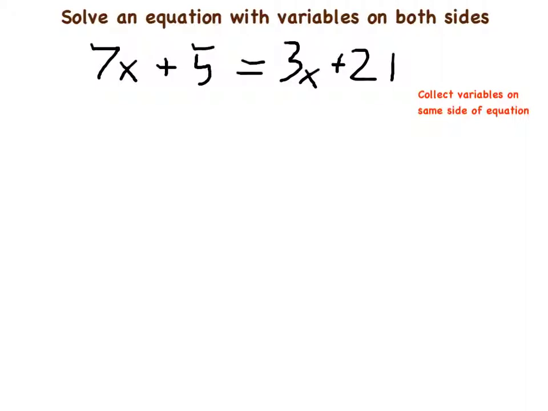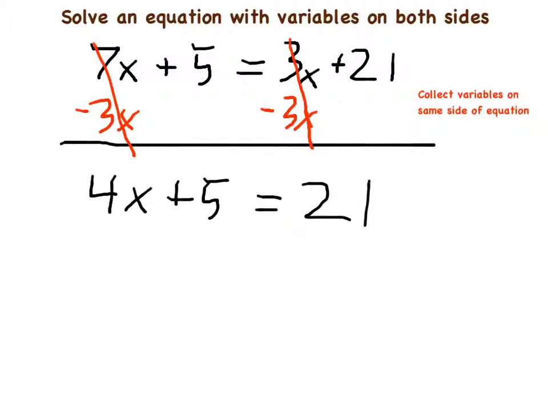In this case, what I can do is get rid of the 3x, which is on the right side of the equation. So I can subtract 3x here. And of course, to keep it balanced, I also need to subtract 3x here. On the right-hand side, when I take away 3x, it cancels out, leaving me simply with 21.